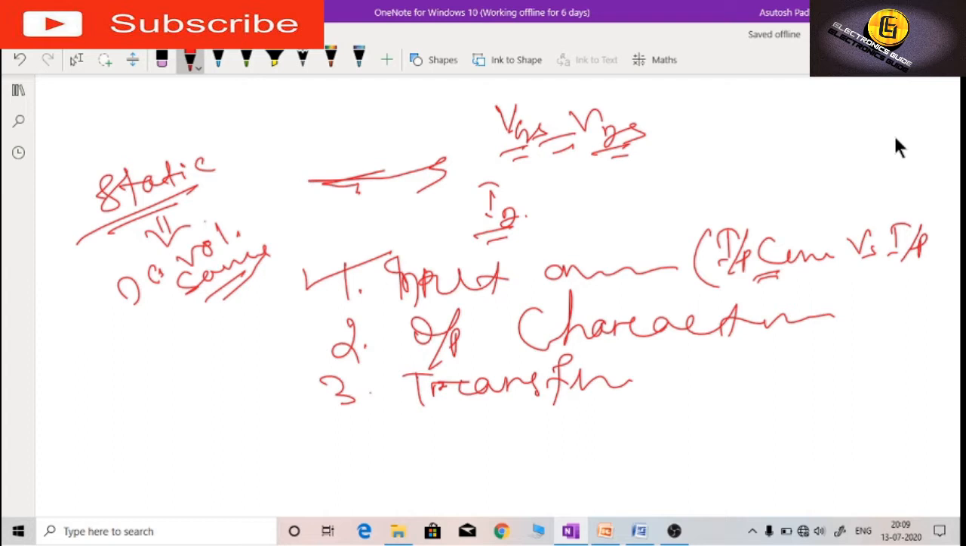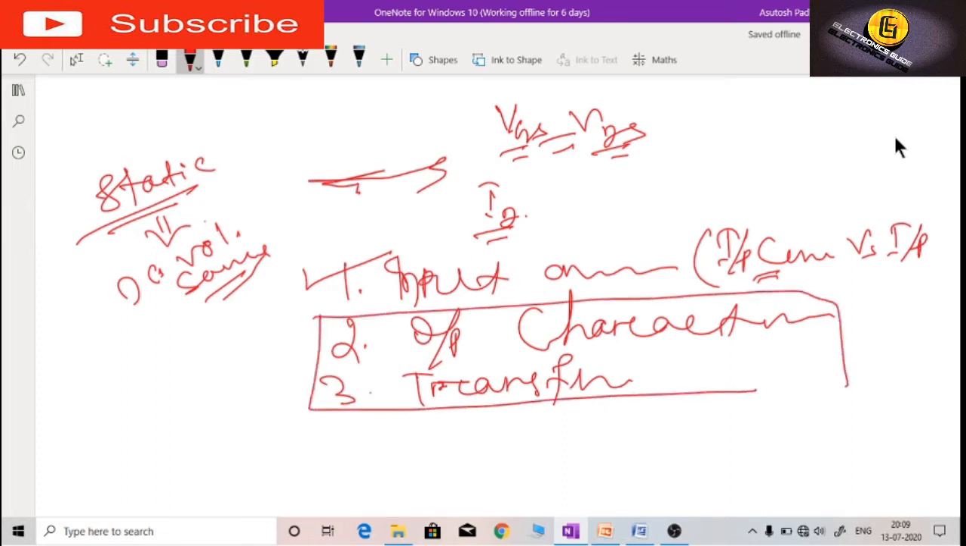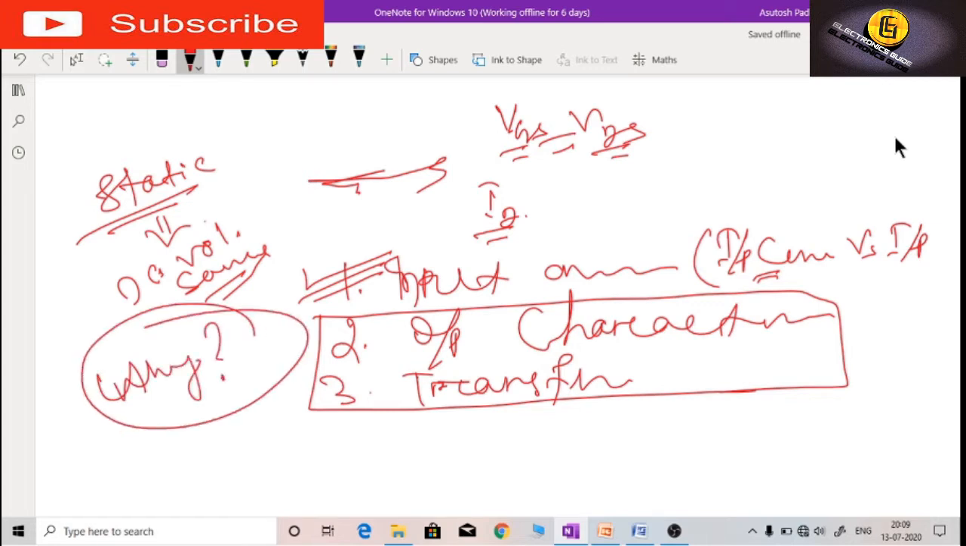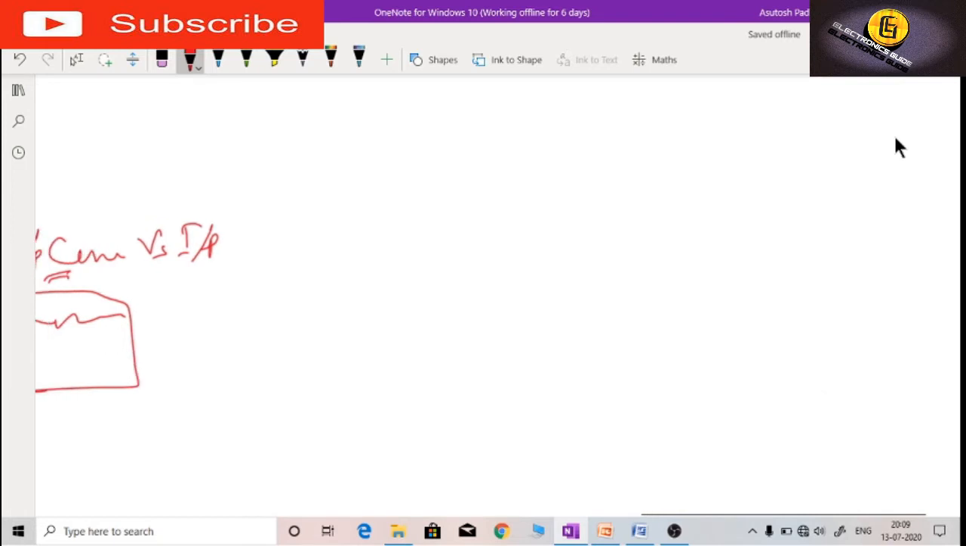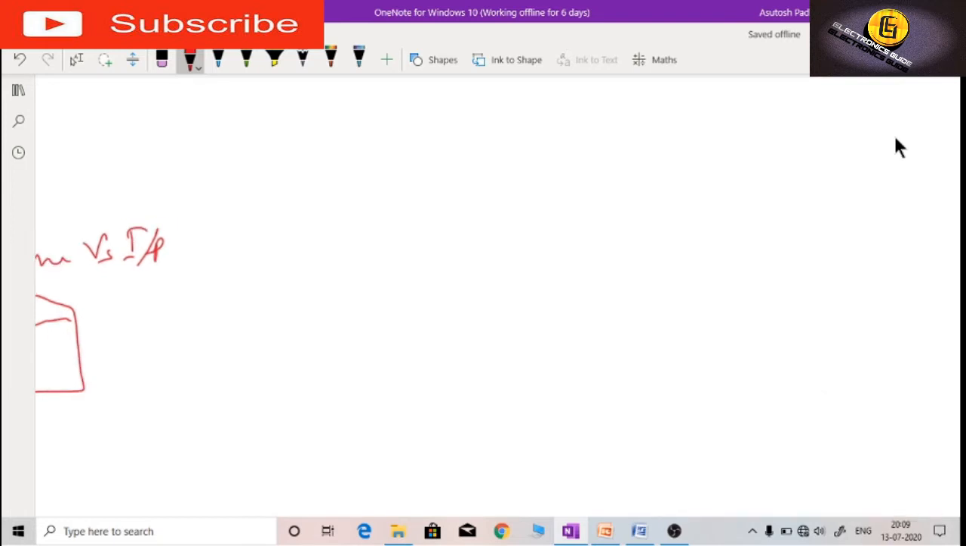In case of JFET, we are going to see these two only, that means output characteristic and transfer characteristic. We are not going to draw the input characteristic curve for JFET. Why? This is a homework problem for you. Why are we not drawing the input characteristic curve for JFET? Now, I said that we are going to draw the output characteristic and transfer characteristic.